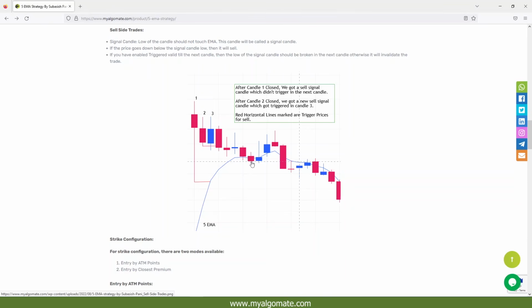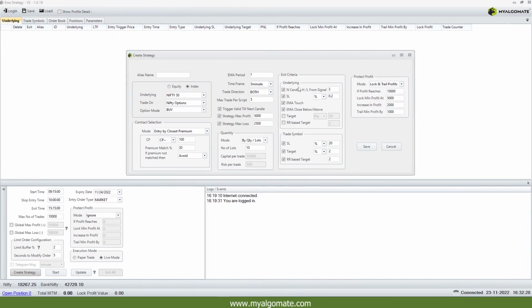This candle is closing below 5 EMA, so it will exit over here. So for this exit criteria, whichever exit criteria happens first, it will exit the position. You can also set the target based on percentage or point, similar to stop loss, and you can also set the target based on the reward to risk.